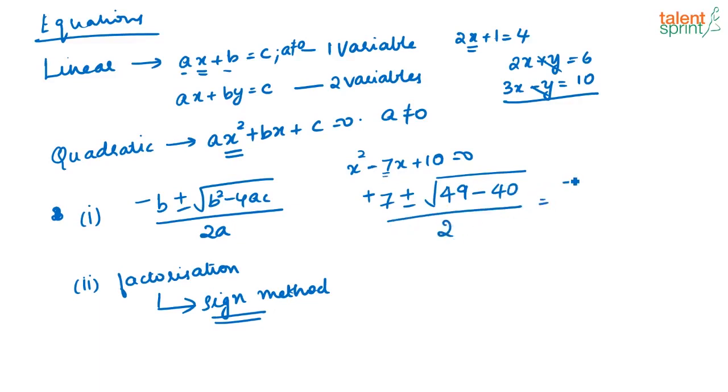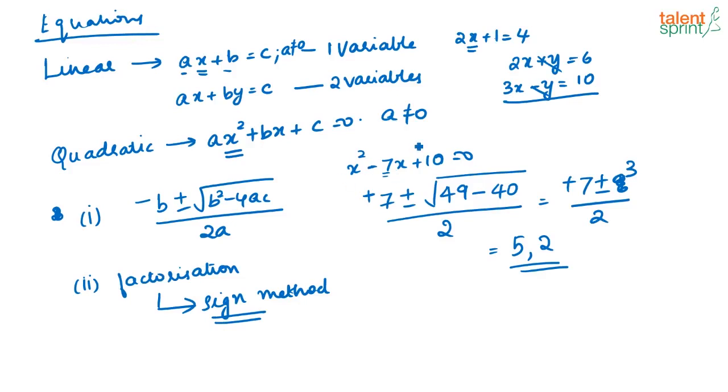So this is equal to plus 7 plus or minus root of 49 minus 40, that is 9, by 2. So what are the two roots that you have? Not 9, root of 9, correct? Root of 9 is 3. So you have 7 plus 3, that is 10 by 2, or 5. 5 is one root. 7 minus 3 by 2, that is 4 by 2, or 2, is the other root. So this is the normal way, using the formula, to solve a quadratic equation. Okay, so this is the formula method to solve the equation.